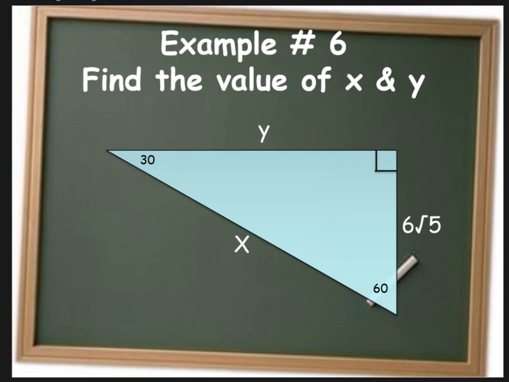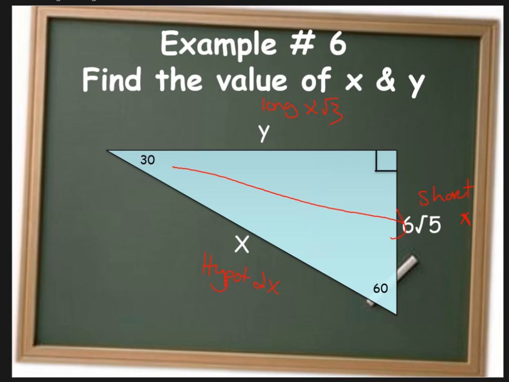For 6 here. For this one, we're going to start off with the short leg again, because this over here is opposite the 30. So this is my short leg. My short leg is x, my long is x root 3, and my hypotenuse is 2x.